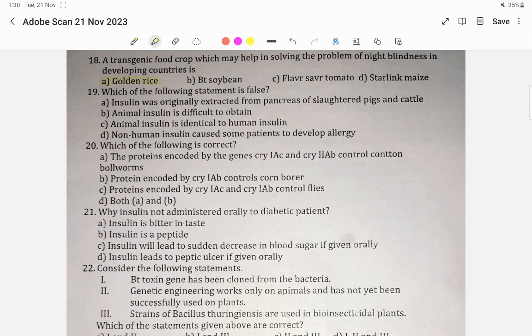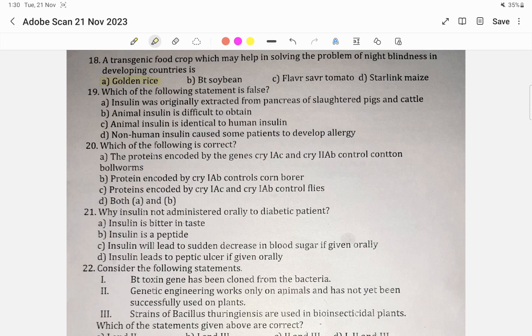Insulin was originally extracted from the pancreas of slaughtered pigs and cattle. Animal insulin is difficult to obtain. Animal insulin is identical to human insulin. Non-human insulin causes some patients to develop allergy.